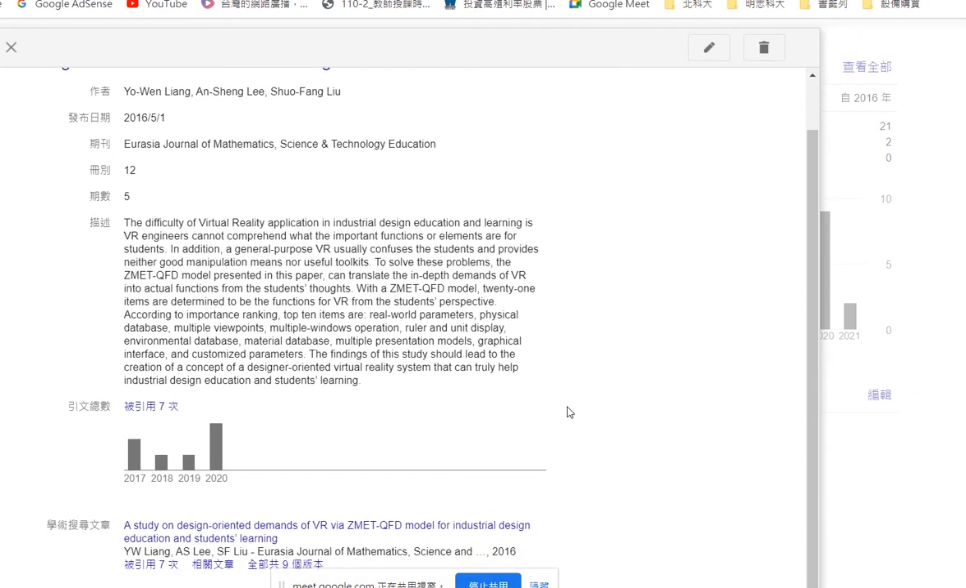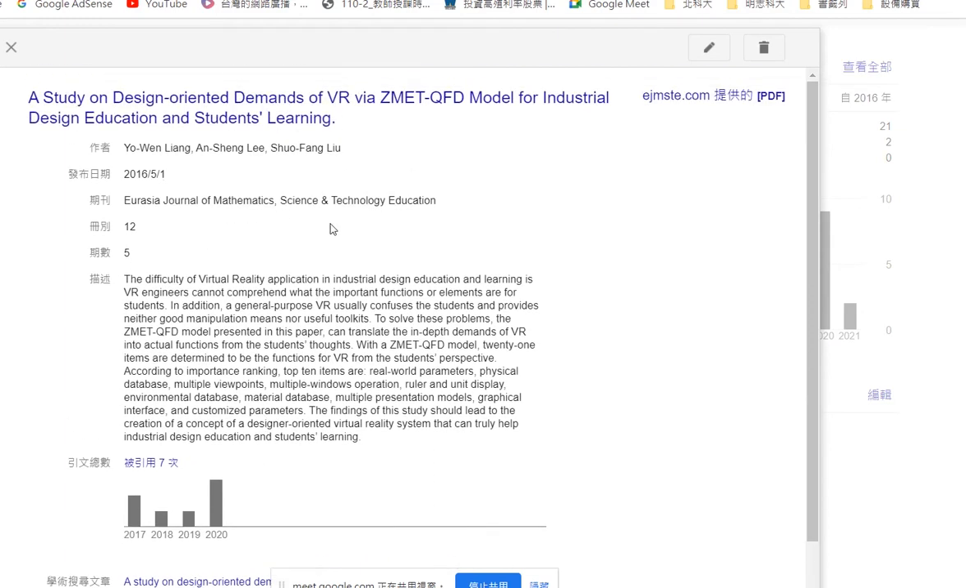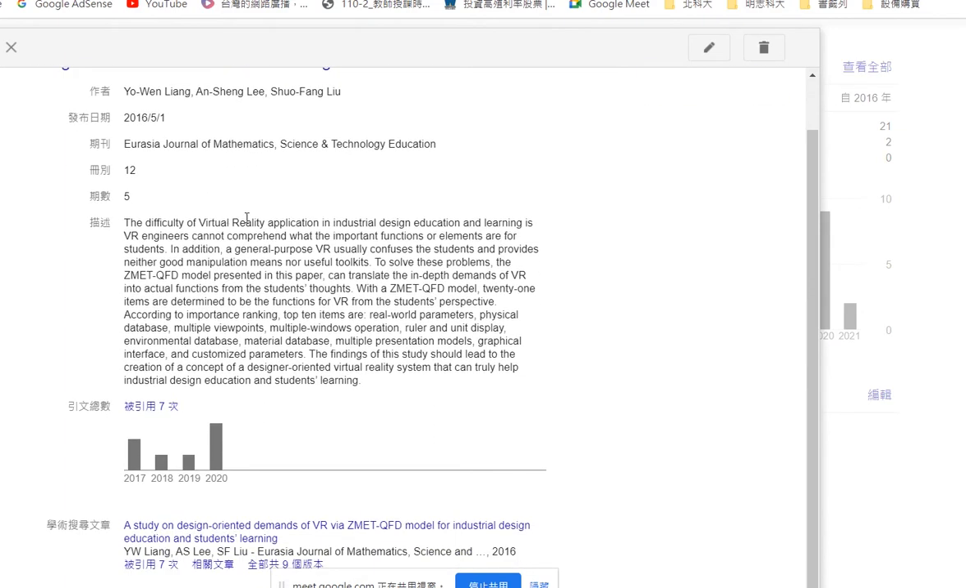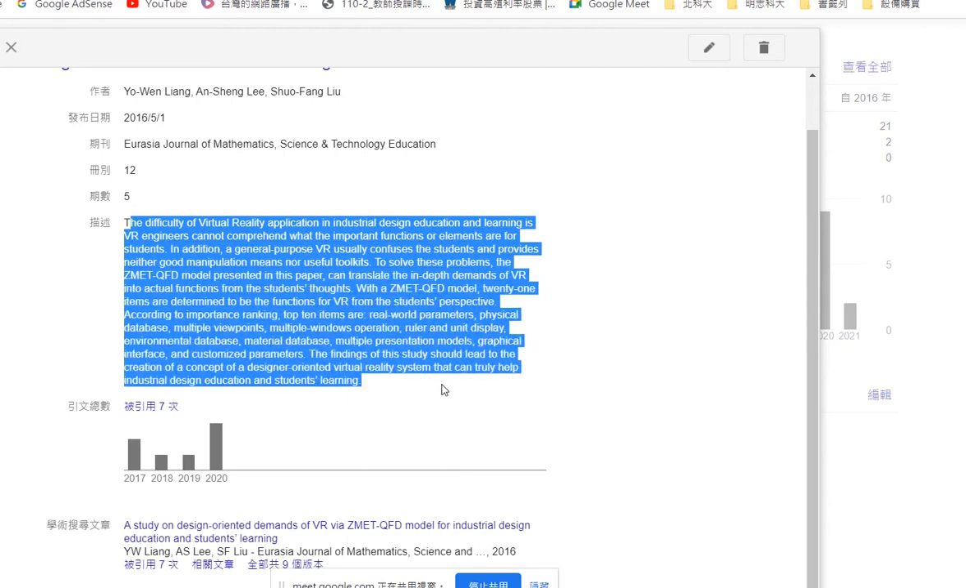I think the design area is not very popular or big. We are a very small area. So I think this paper, with about 7 citations, I can't say is very good, but I think it is pretty good. Okay, so we could know the abstract.